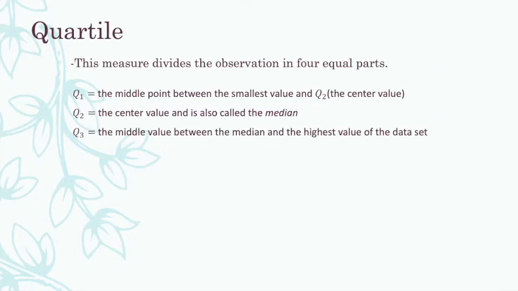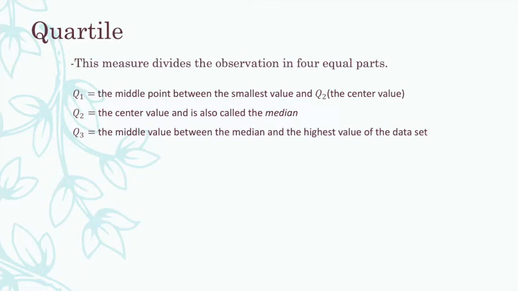So first, let's talk about quartile. This measure divides the observation into four equal parts. Q sub 1 is the middle point between the smallest value and Q sub 2, which is the center value. Q sub 2 is the center value and is also called the median. Q sub 3 is the value between the median and the highest value of the data set.